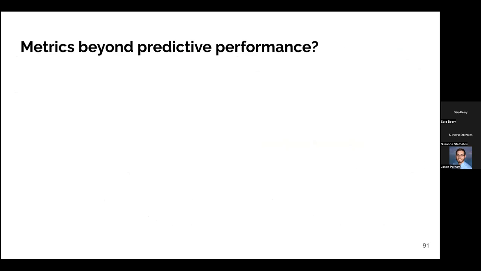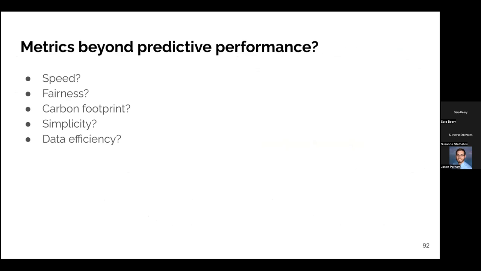And the last point here is that there are a lot of things you can measure beyond how well your model makes predictions. There are plenty of things we could care about: speed, some notion of fairness, how much carbon footprint it takes to train the model, how simple it is to implement and run, and data efficiency, like how much training data you need to get good performance. There are tons of things you can measure. We focused on predictive performance here, but there are metrics for all of these things that are worth being aware of.